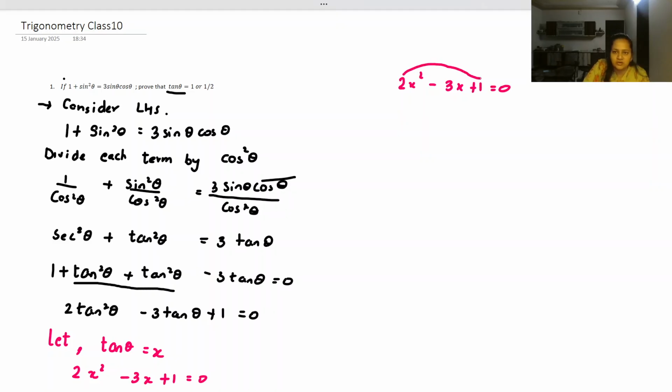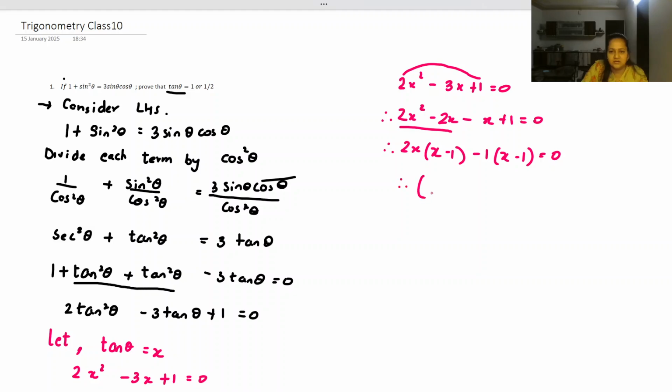We need two ones are 2. That means factors of 2, which on addition is going to give me 3 or minus 3, will be 2x square, correct? Minus 2x minus x plus 1 is 0. Take the first two terms together, we have 2x coming out common. We have an x minus 1. We have minus 1 common. x minus 1 is 0. x minus 1 times 2x minus 1 is 0. So what do we get? We get either x minus 1 is 0 or we get 2x minus 1 is 0. x is 1 or x is half.